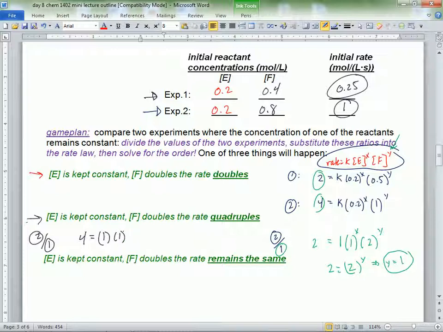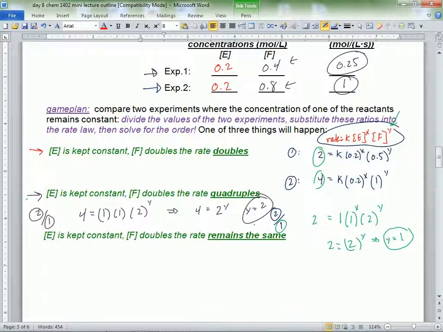Divide the two concentrations of F, I'm going to get what? 0.8 divided by 0.4. You can always do it on your calculator if you're not sure, but it's just going to be 2. And it has to be raised to the y. So in this case, I've got 4 equals 2 to the y. So y would have to be 2.